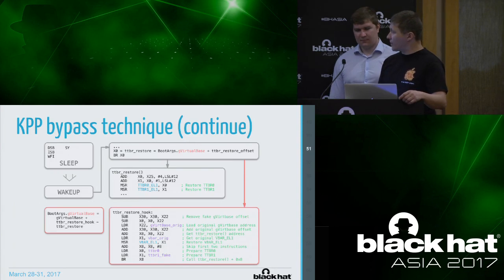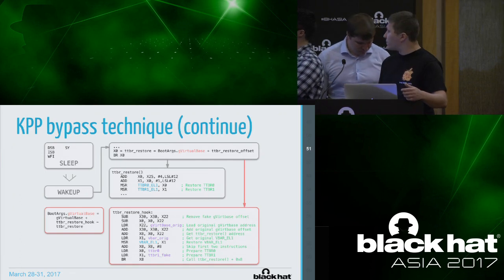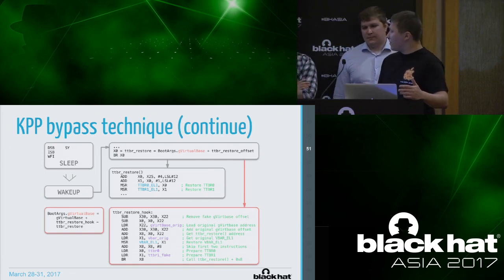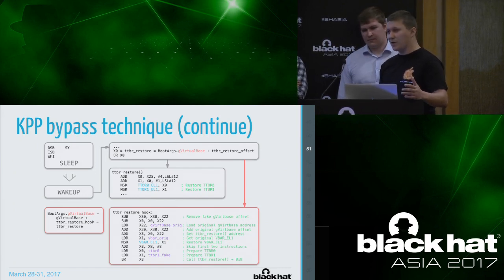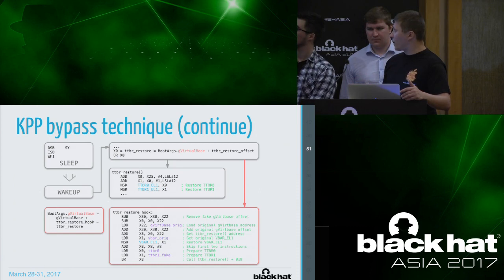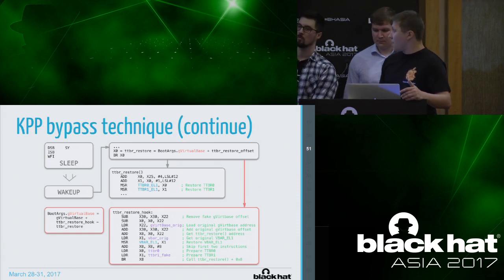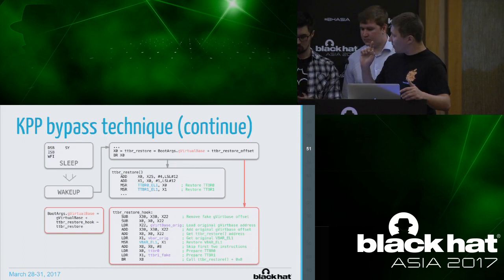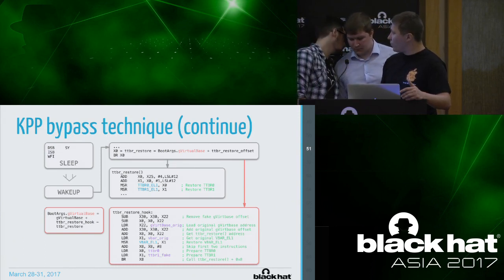Well, not really, because our devices like to sleep. When they wake, the kernel restores all the CPU state. During this restore process, there's a function called TTBR restore, and our fake TTBRs are overwritten with the original ones. The address of this TTBR restore is calculated based on a virtual base plus some offset. We can't change this offset, but we can replace the virtual base. So if we hack it, like you can see in this formula on the right, we fall into the TTBR restore hook function.